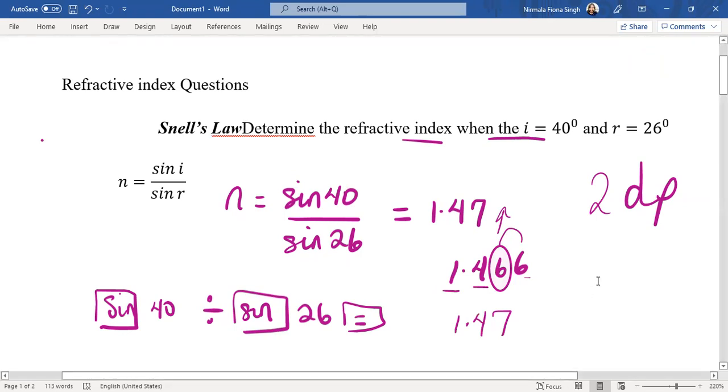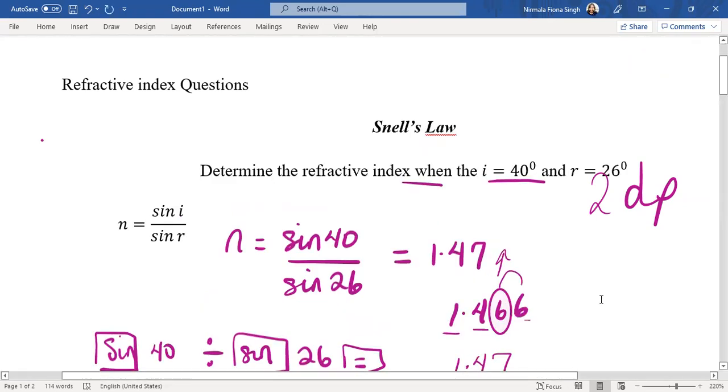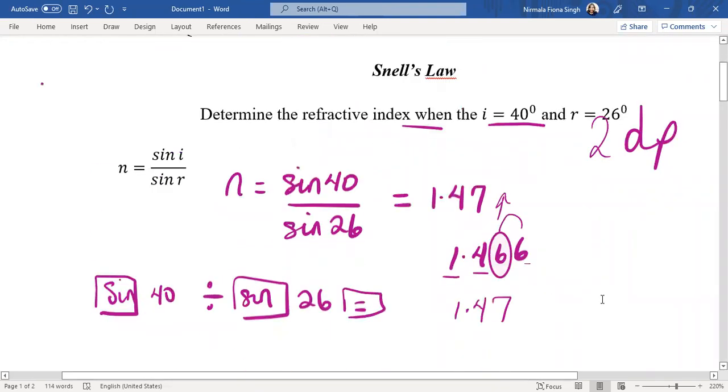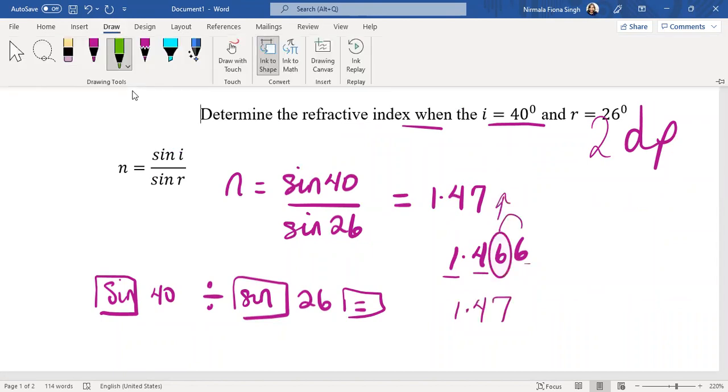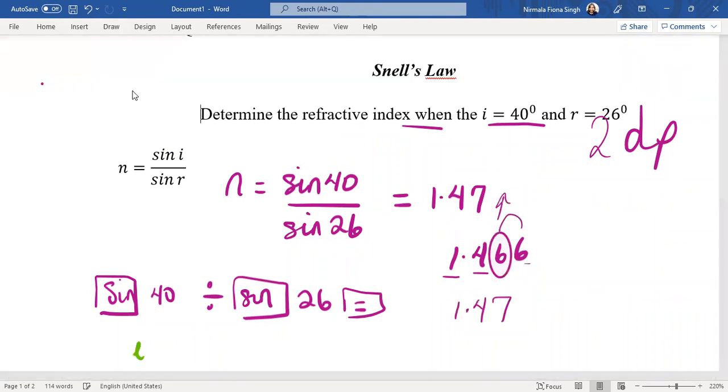Let's give you all one to try on your own. Tell me what the refractive index is. Let's just change our color. What's the refractive index of a material that has i equal to 50 degrees and the refracted angle is 35 degrees? You all work it out quickly and tell me what you get. I'll put the answer here so you can see if you got it or not.